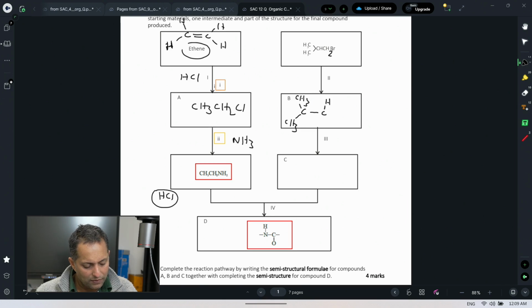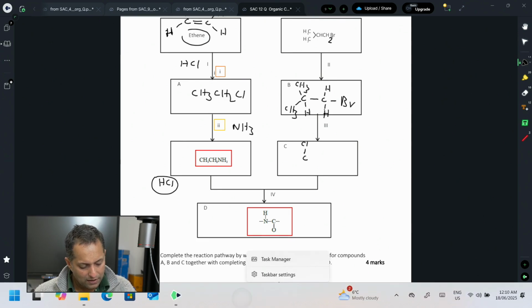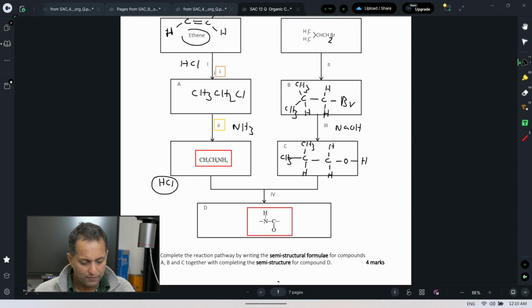No, I think wait. No, this is H here. CH3, CH3, CH, yeah, CH2Br. Yeah, that's correct. Then what could you do? You need to make a carboxylic acid, so you need to convert it into an alcohol. So CH3 here, CH3 here, then the H, then OH, right? You can add NaOH or potassium hydroxide. Is that clear?